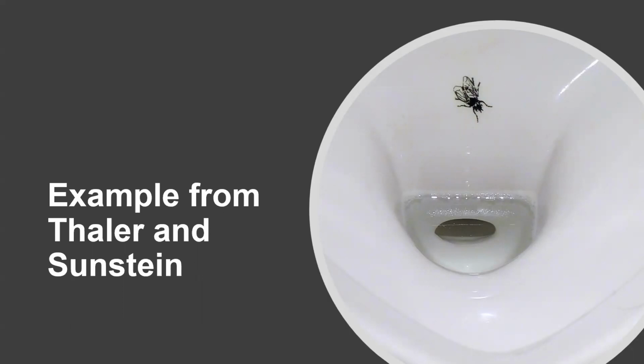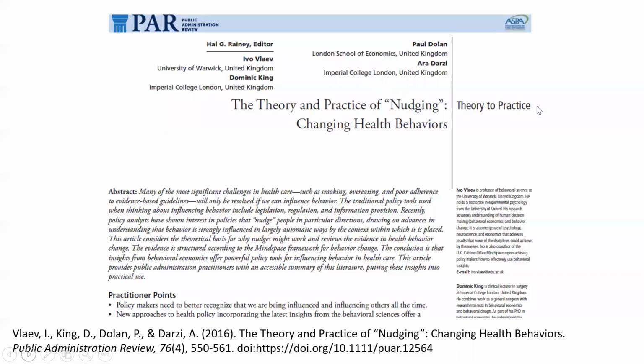A sort of funny example that's given in Thaler and Sunstein's book is about the printing of a fly in the male toilet bowl, where a man aims at the fly to reduce the risk of spilling over into the toilet bowl.